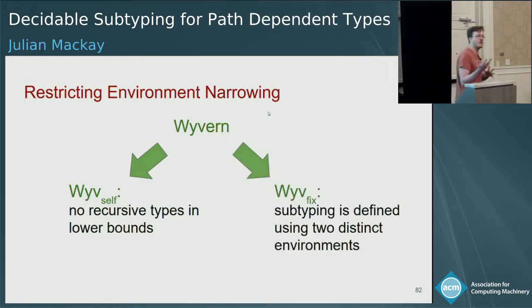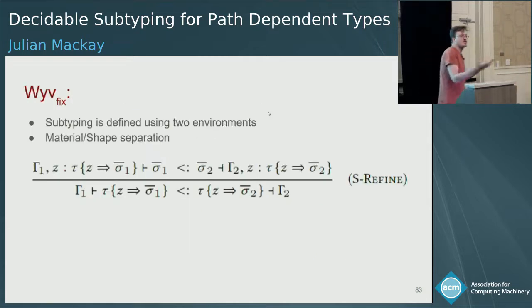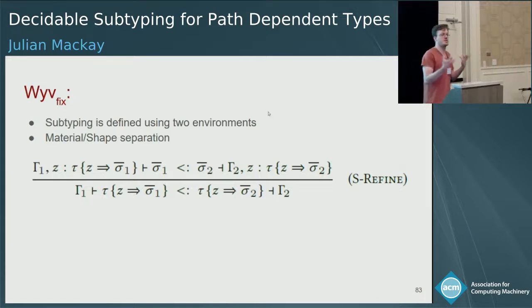And our second one is WyvFix. WyvFix defines subtyping using two different contexts. Now, this may be some more deja vu, because it's interesting, we arrive at the same solution as Jason does, but we've extended it to recursive types, right? To see how this works, at the bottom here, we have our S-refine rule, which is our recursive object type subtyping, and we maintain two contexts all the way through, thus maintaining the definitions and ensuring that our material shape separation is actually useful in deriving subtype decidability.